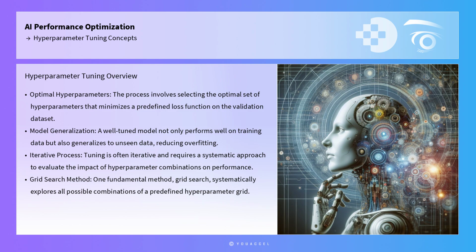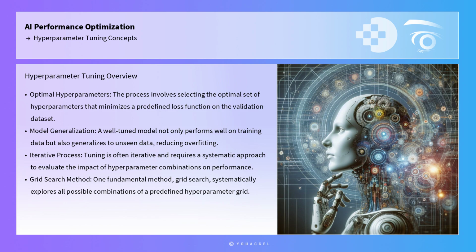The process of hyperparameter tuning involves selecting the optimal set of hyperparameters that minimizes a predefined loss function on the validation dataset. A well-tuned model is one that not only performs well on training data, but also generalizes to unseen data, thereby reducing the risk of overfitting or underfitting.